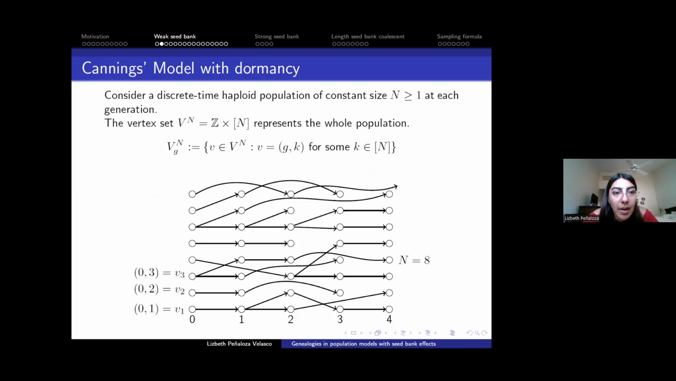I will present the Cannings model with dormancy. We also consider a haploid population of constant size at each generation, but in this case, the vertex set represents the whole population. Every individual in the population is represented by a vector where the first coordinate corresponds to the generation and the second coordinate corresponds to the label from 1 to n, where n is the total size of the population.